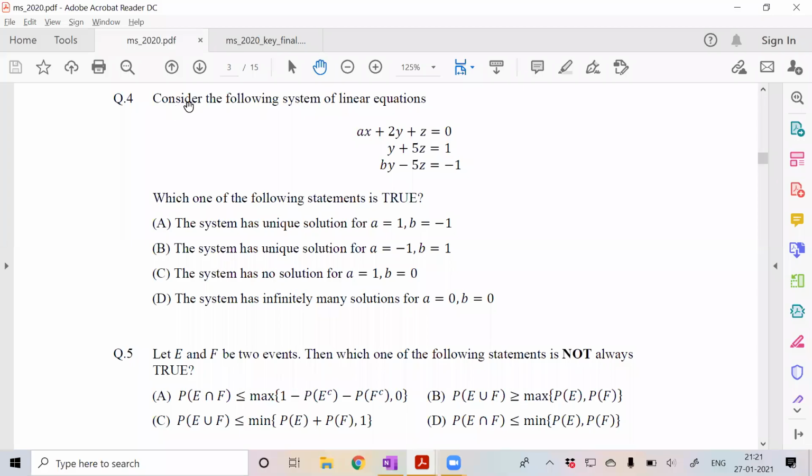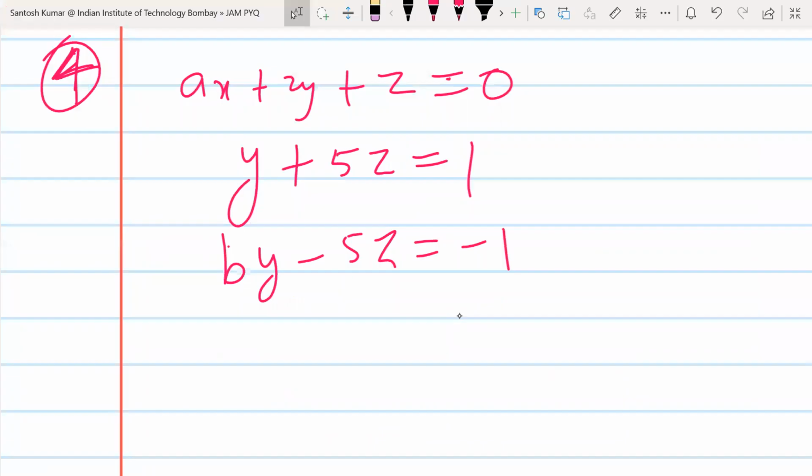Question number 4: consider the following system of linear equations. ax + 2y + z = 0, y + 5z = 1, and by - 5z = -1. Then which of the following statements is true? The system has a unique solution for a = 1, b = -1. The system has a unique solution for a = -1, b = 1. The system has no solution for a = 1, b = 0. And the system has infinite solutions for a = 0, b = 0. Okay, so let's solve here.